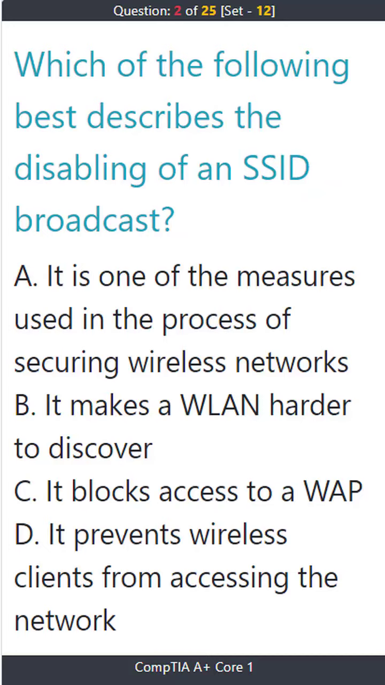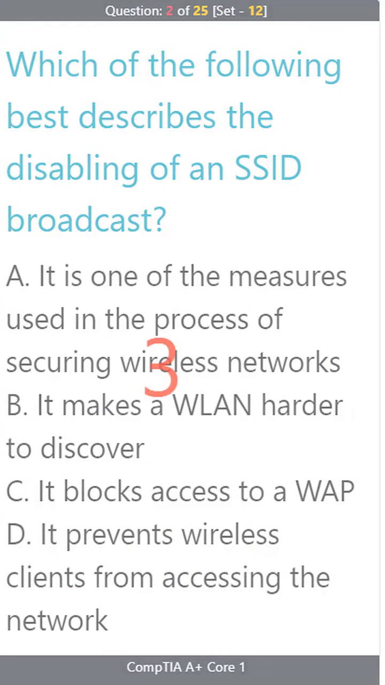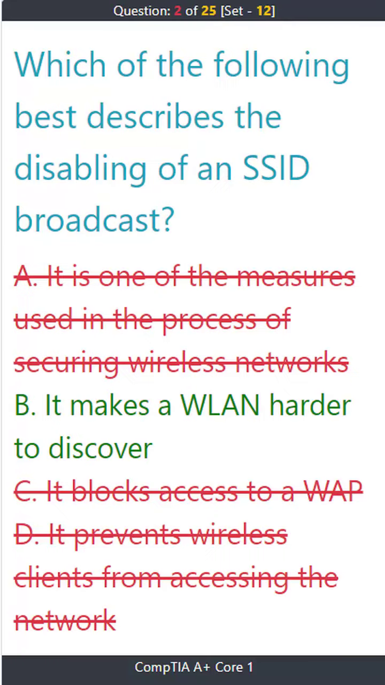Question 2. Which of the following best describes the disabling of an SSID broadcast? A. It is one of the measures used in the process of securing wireless networks. B. It makes a WLAN harder to discover. C. It blocks access to a WAP. D. It prevents wireless clients from accessing the network. The correct answer is B. It makes a WLAN harder to discover.